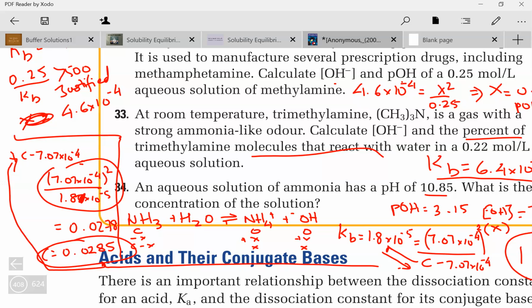Woohoo! Okay, we're done. Excellent job, everybody. I will see everybody in class. We're going to do buffers and salts and titrations and all that fun stuff. So yeah.